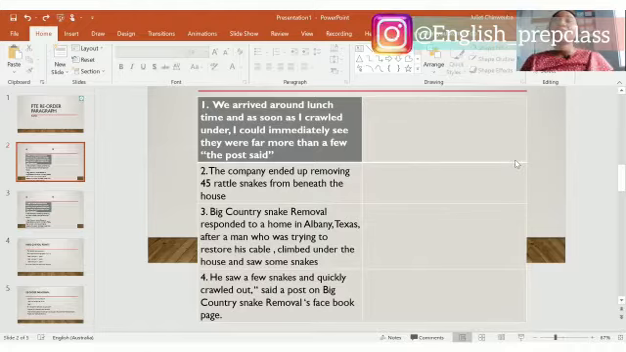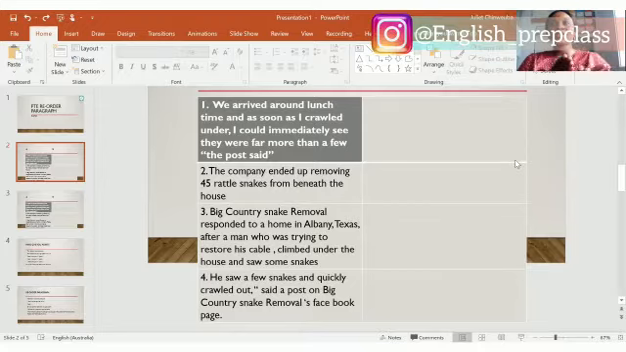We arrived around lunchtime, and as soon as I crawled under, I could immediately see there were far more than a few, the post said. The company ended up removing 45 rattlesnakes from beneath the house. The other one says, Big Country Snake Removal responded to a home in Albany, Texas, after a man who was trying to restore his cable climbed under the house and saw some snakes. He saw a few snakes and quickly crawled out, said a post on Big Country Snake Removal's Facebook page.